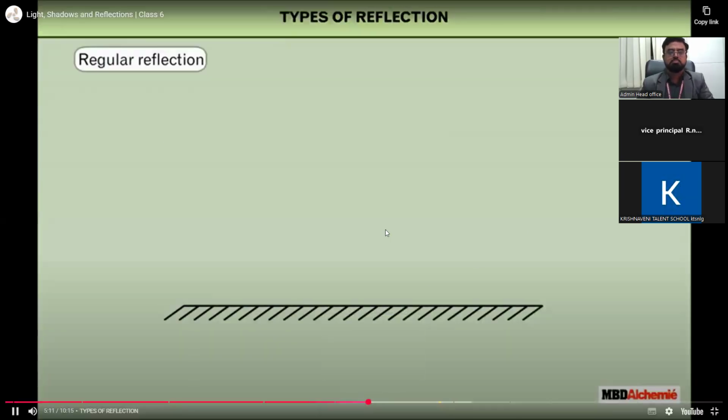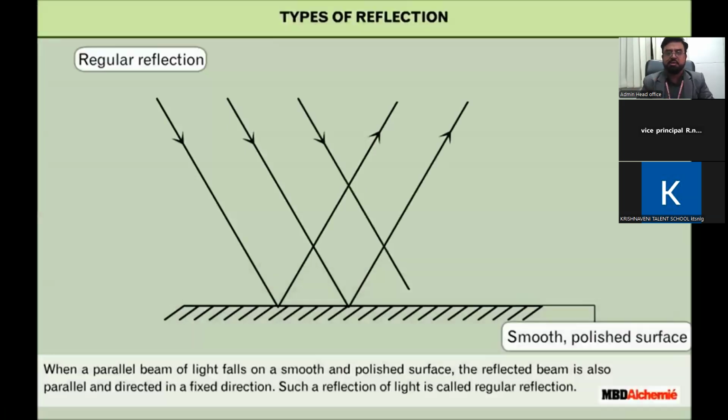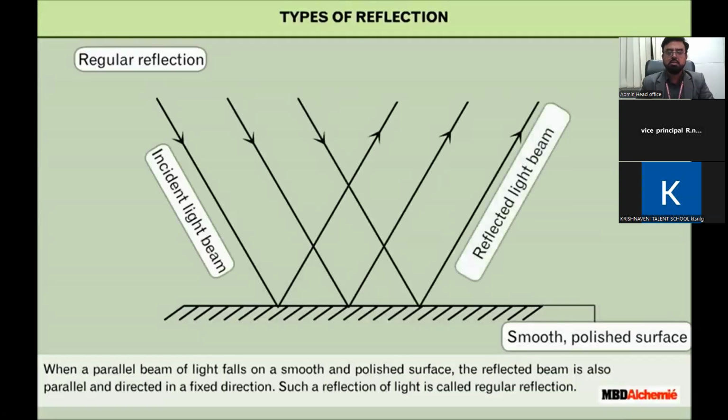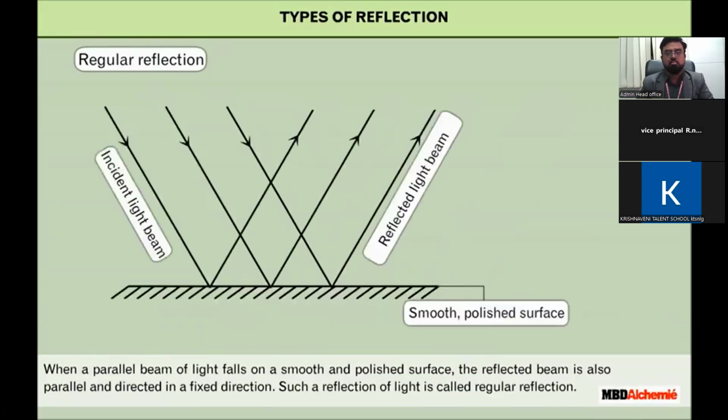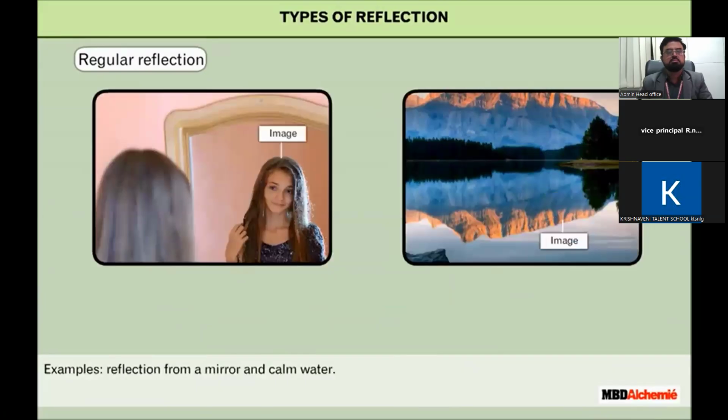When a parallel beam of light falls on a smooth and polished surface, see how they are reflected regularly. The beam is parallel to each other, parallel and directed in a fixed direction. Such a reflection of light is called regular reflection. This type of reflection enables formation of image. Examples: reflection from a mirror and calm water.